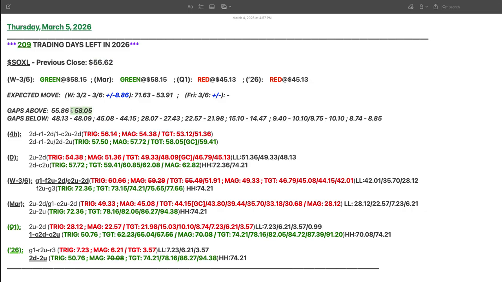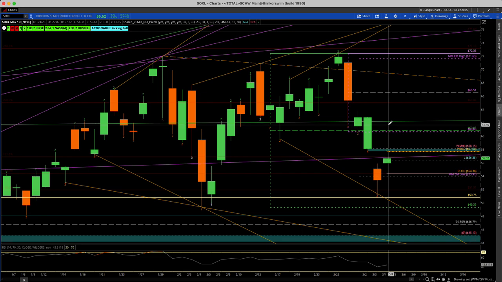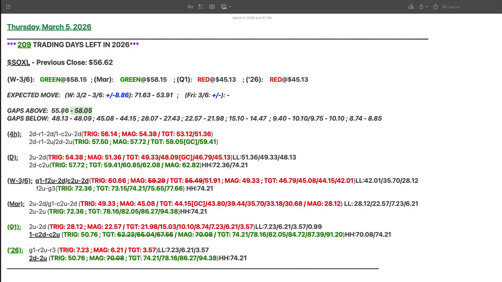The gap from, we forgot to change that number. It is no longer, that is, let's see, high, 57.72. Right, so we do have a gap above from 57.72 to 58.05. Very small gap, but it still can act as a magnet to price action. But we have quite a bit more gaps below, right? So keep those in mind.